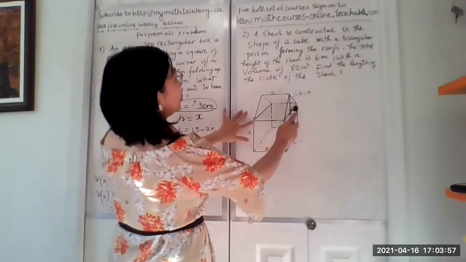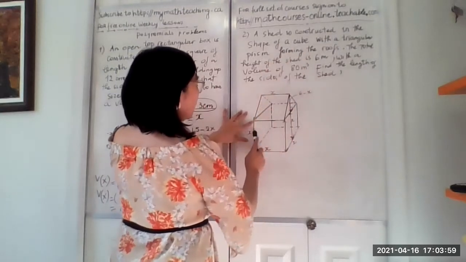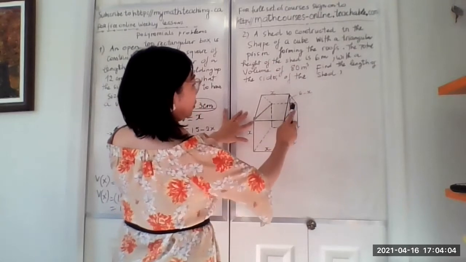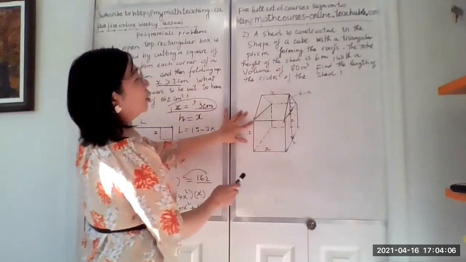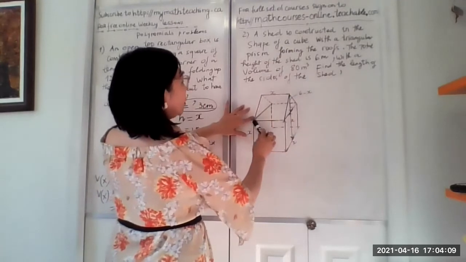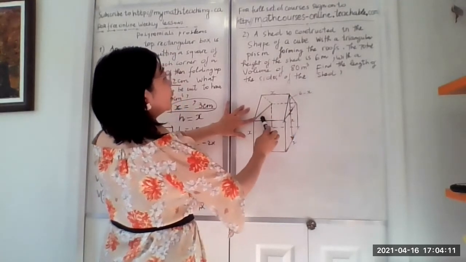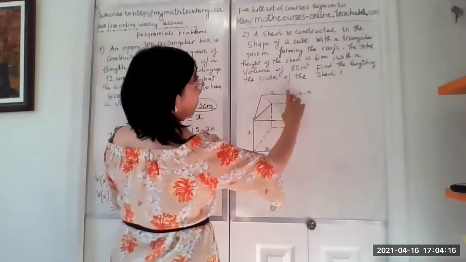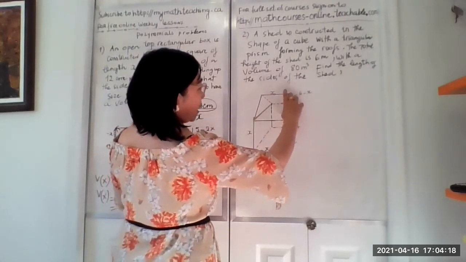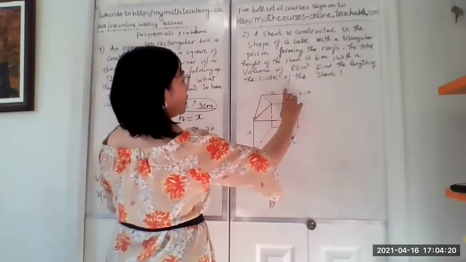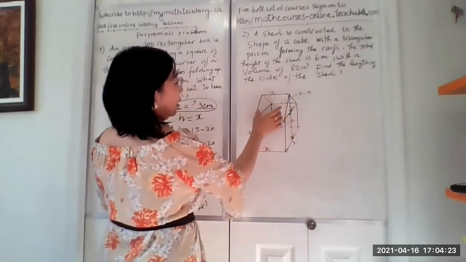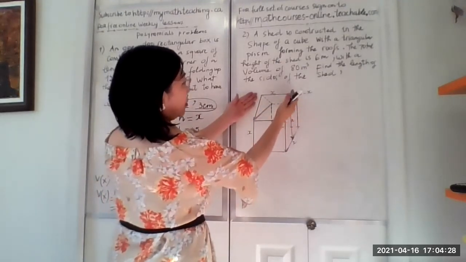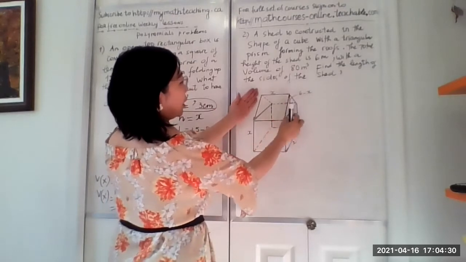A shed is constructed in the shape of a cube. So you can see down here is a cube, right? And on the top of the cube is formed by a triangular prism. Now we call this a triangular prism because the face here is a triangle, right? So we have two faces that are triangles, and in the middle is a rectangular shape. But the two faces on the left and the right are triangles.